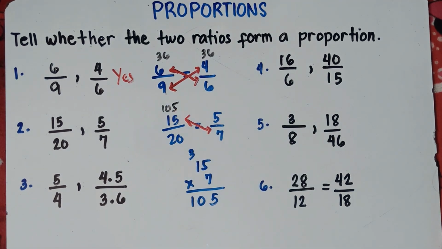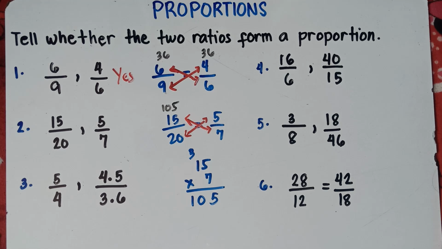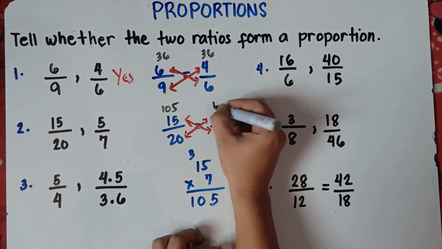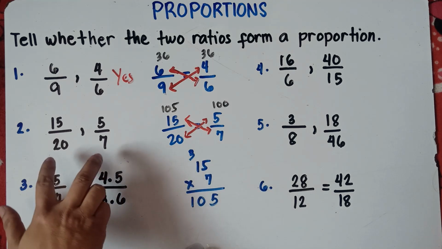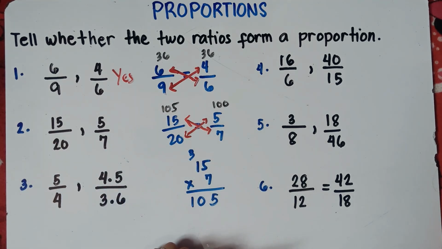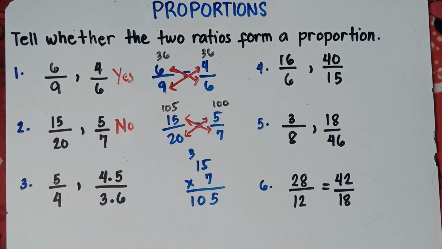How about this one, class? 20 times 5. What's the answer, class? 20 times 5. That's correct. That should be 100. So do they have the same answer? Nope, they don't have the same answer. Therefore, these two ratios will not form a proportion. So our answer is no for number 2.